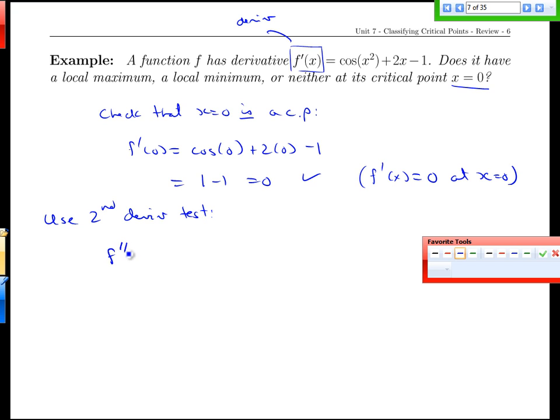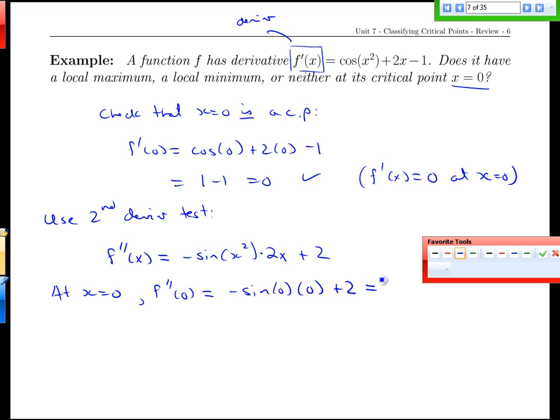For that, we of course need the second derivative. And the second derivative will be negative sine of x squared times chain rule times the 2x, derivative of the inside, plus 2. At the point x equals 0, what's the concavity? So we know there's a flat point at 0. What's the concavity there? We plug in x equals 0 into our second derivative. We're going to get negative sine of 0 times 0 plus 2.